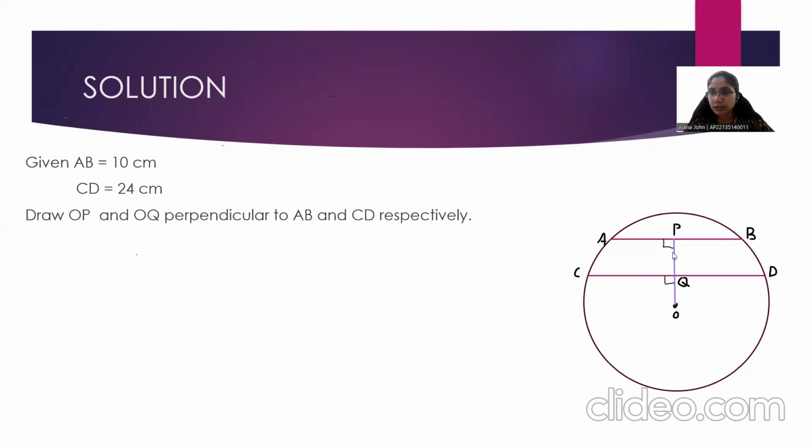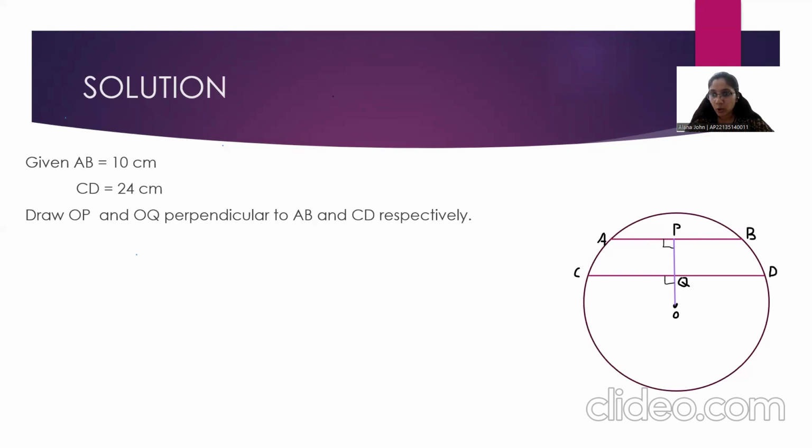Once we have drawn the perpendiculars, the next step is to apply the theorem corresponding to the perpendicular drawn to the chord. What is the theorem? The perpendicular from the center drawn to the chord bisects the chord. That is, it divides the chord into two equal parts. So here, OP is the perpendicular drawn to the chord AB. So we can say AP will be equal to BP. And the total length is given to be 10 centimeters, so each of these half parts will be 5 centimeters.